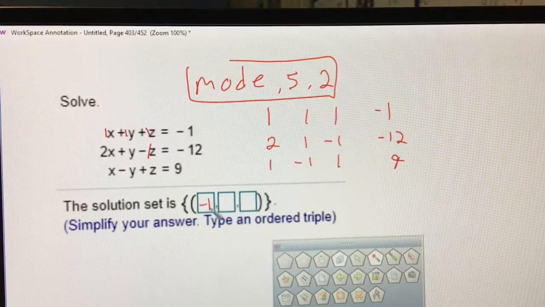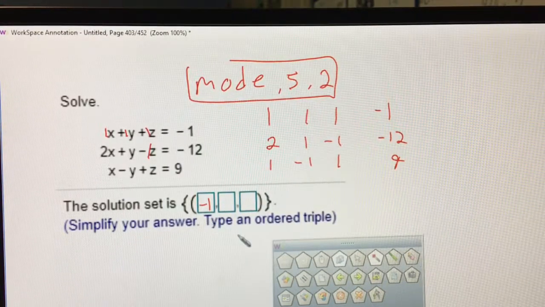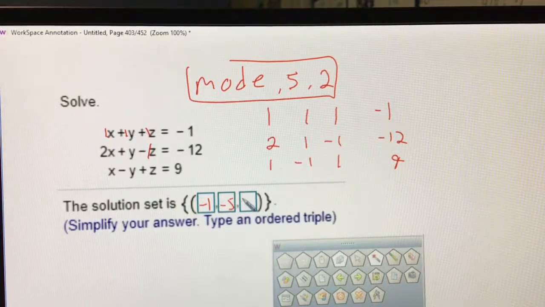So negative 1, negative 5, and 5. Not bad.